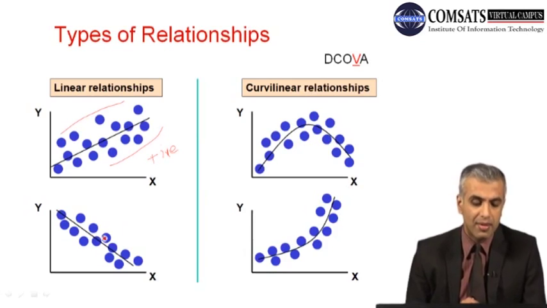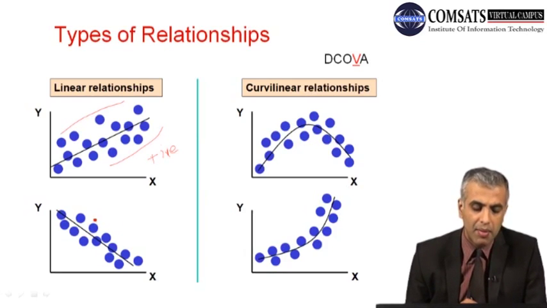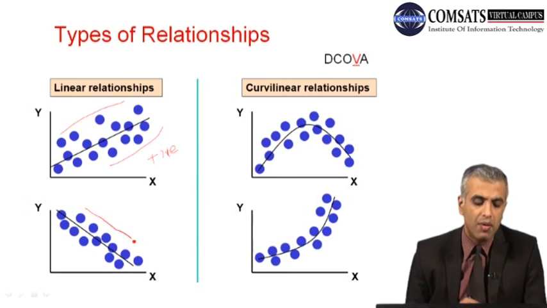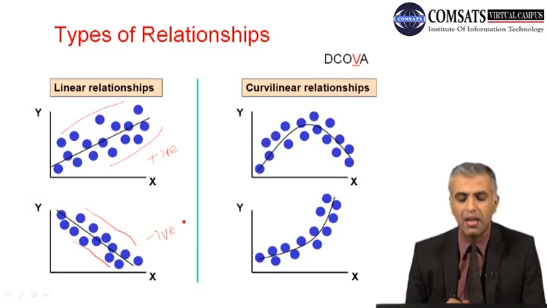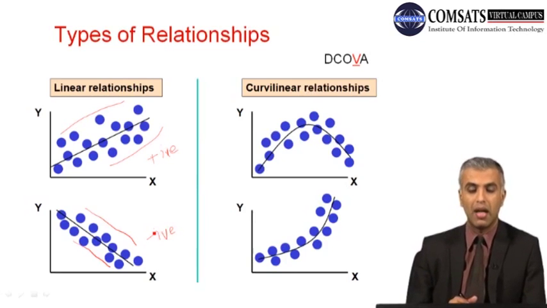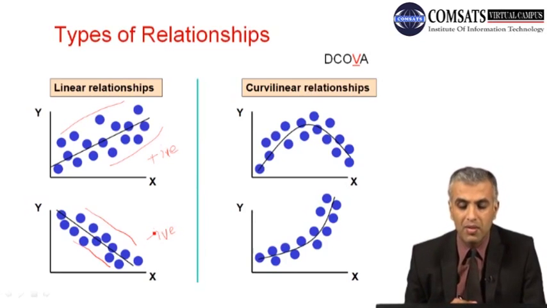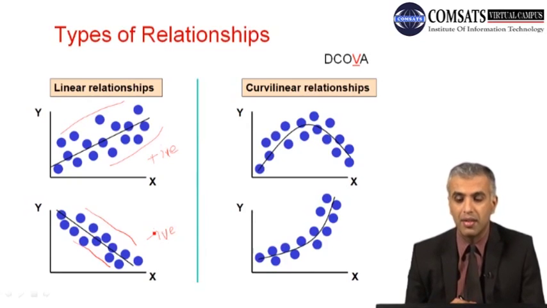Then we are seeing here another diagram in which these variables again are bonded towards each other, towards that line, and again this kind of diagram gives us an idea of a negative relationship between x and y. Now both of these are linear relationships.